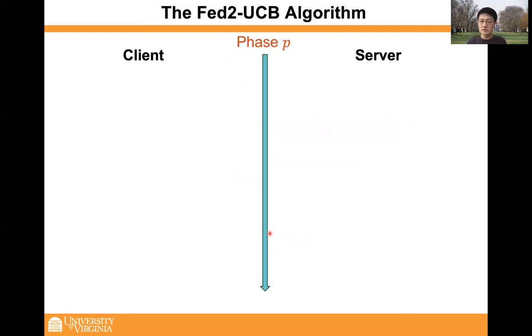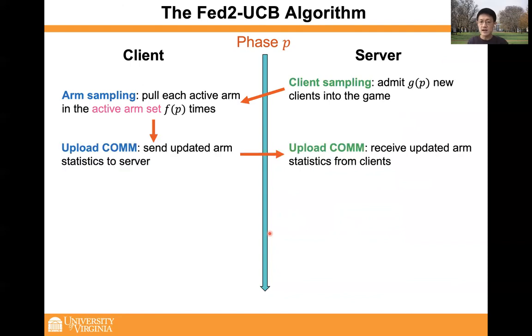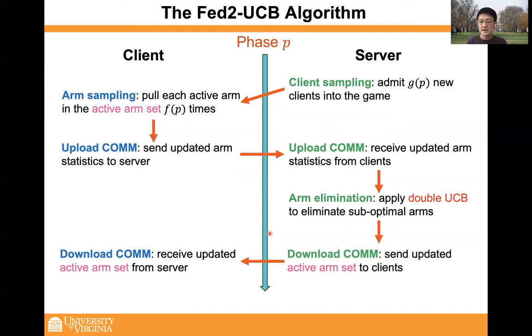Okay, this is a phased algorithm. Let's say in phase p, the server, which is the base station, would admit a new set of clients into the game. Basically, you ask a new set of, let's say, user equipments to do channel measurement for you. And every client will pull each arm in the active arm set a certain number of times, and then send the updated arm statistics to the server. And the server receives these updated statistics and runs an arm elimination algorithm. Again, the details can be found in the IEEE paper, which uses the WCB principle to eliminate suboptimal arms. And then the active set is updated.